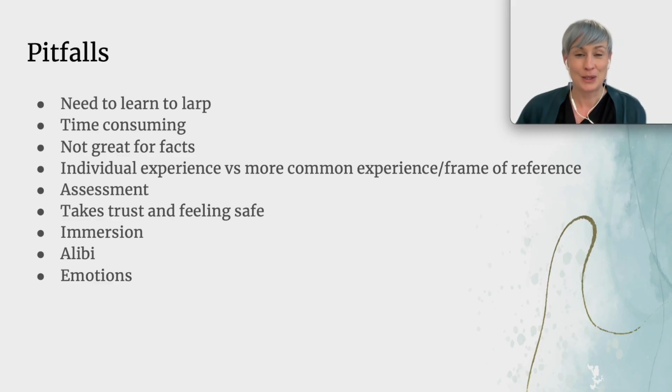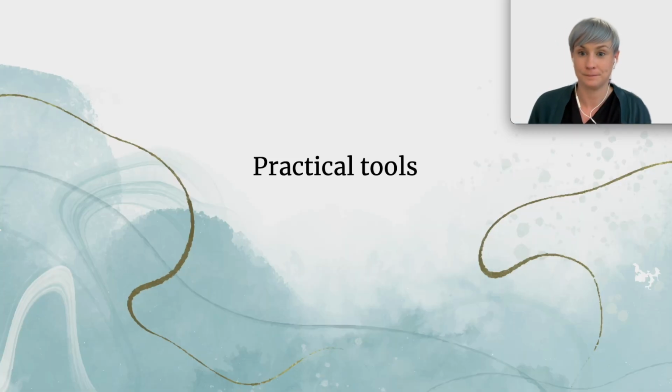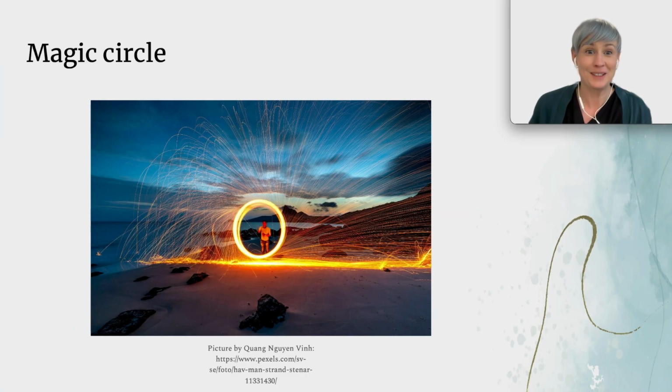Now I want to go into talking about some practical tools that you might be able to use. So let's start with the magic circle. We mentioned this before. The magic circle is where you have the game within, where you get the feeling of I'm in the game. And a strong magic circle helps with creating an alibi, because then it's very clear that now the game is going and I'm in the game. And then I step out of the magic circle and it's not a game.